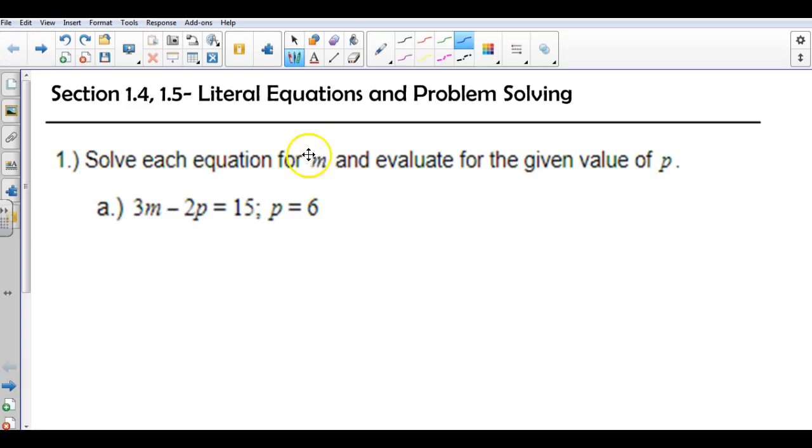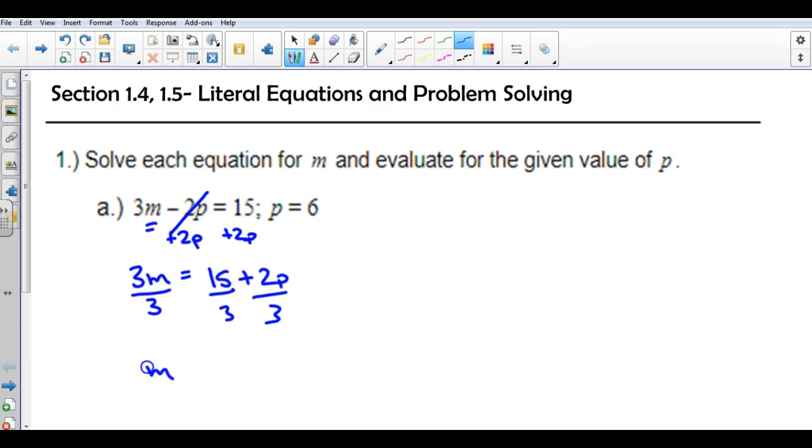What we're going to do is solve this equation for m. So that means isolating m, getting m by itself, and then we're going to substitute a value of p and then crunch out the number and see what m is. So first off, in order to isolate m, I see that I'm multiplying it by 3 and then we're subtracting 2p. So what I'm going to do is add 2p to both sides first, and that's going to get rid of it here. So I now have 3m equals 15 plus 2p, and then what I can do is divide everything by 3, and that is going to isolate m.